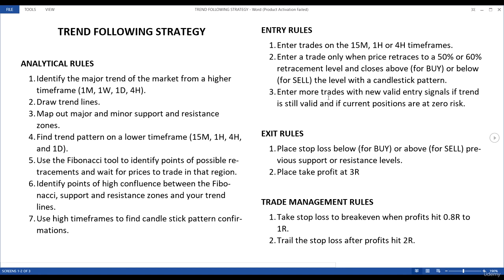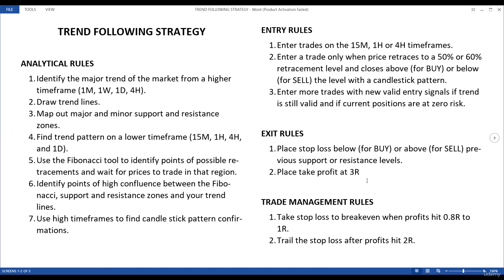And then for exit rules, the first one is you place your stop loss below for buy or above for sell previous support and resistance levels. Okay, and you have to place a take profit of 3R, so 3 times your risk, right? Your take profit has to be 3 times your risk.